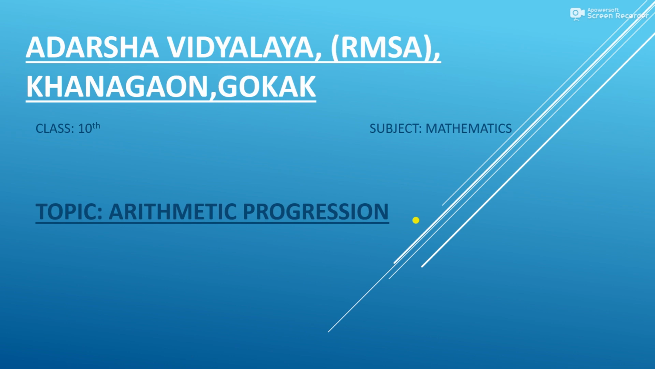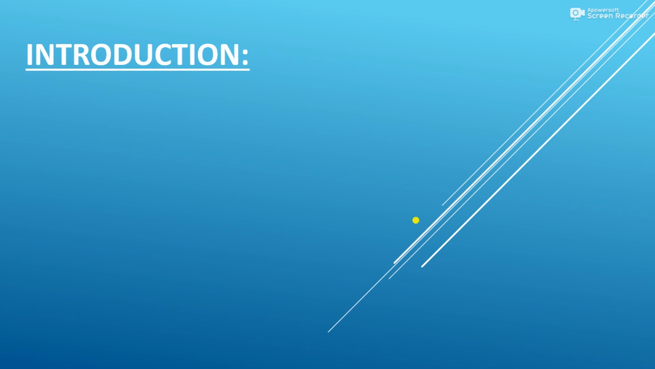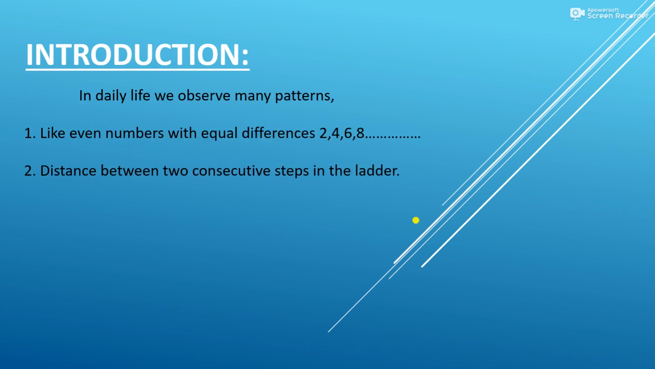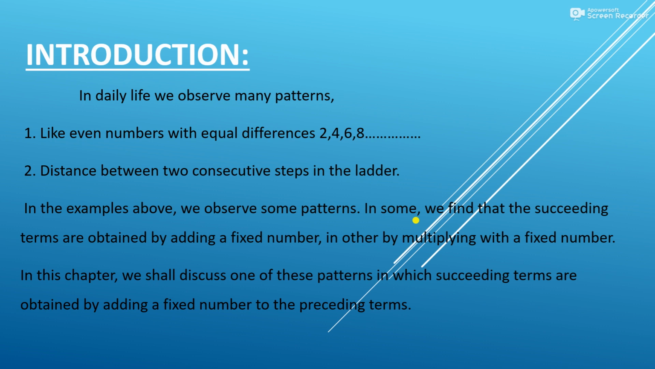Today we will learn about arithmetic progression. Introduction of arithmetic progression. In daily life, we observe many patterns like even numbers with equal differences 2, 4, 6, 8, odd numbers with equal differences like 1, 3, 5, 7, etc. Distance between two consecutive steps in the ladder.